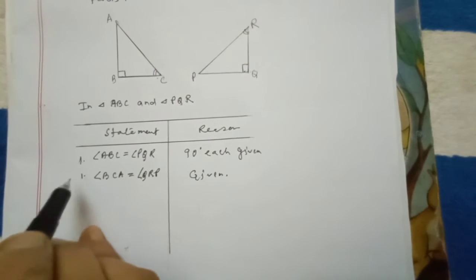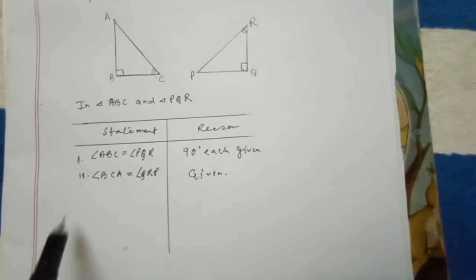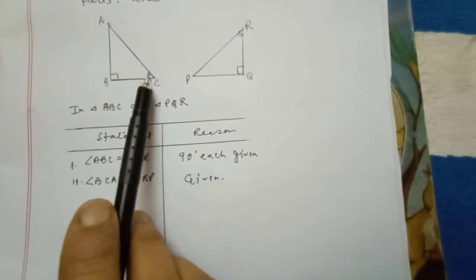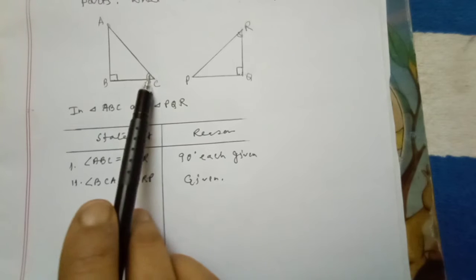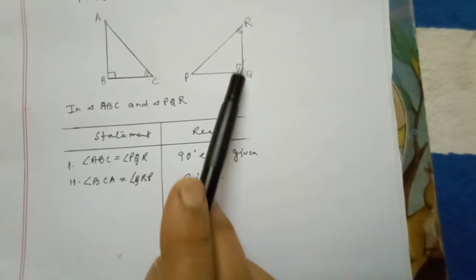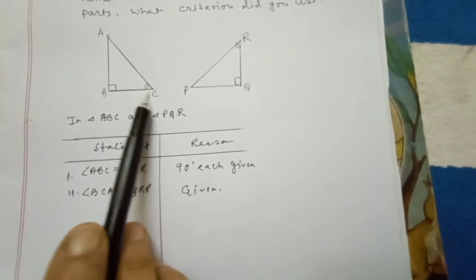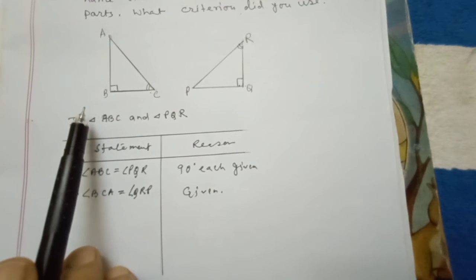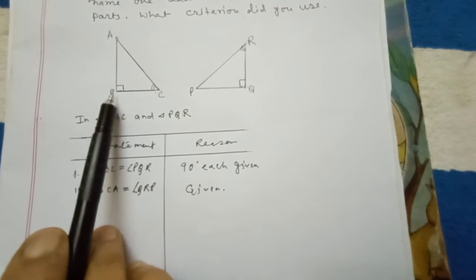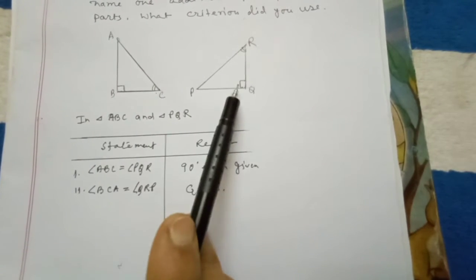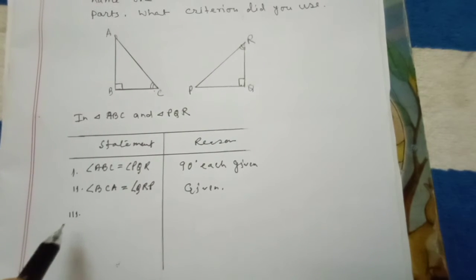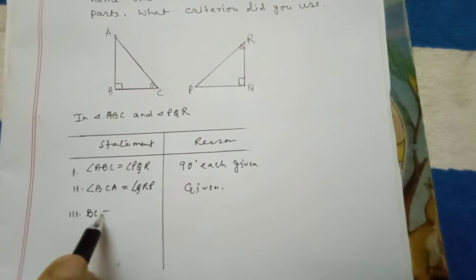Now I have got two points, but I need another point. As I can see that two angles are given, and one including side is left here. If I take BC is equal to QR, then we can use the angle side angle criterion easily. So take this extra pair which will help us to prove the congruence. For the third point, I am taking BC is equal to QR.